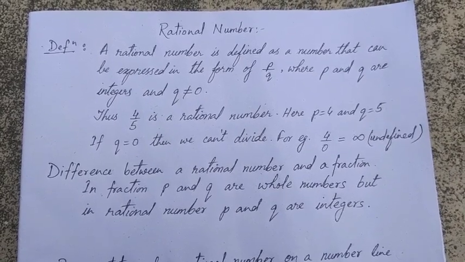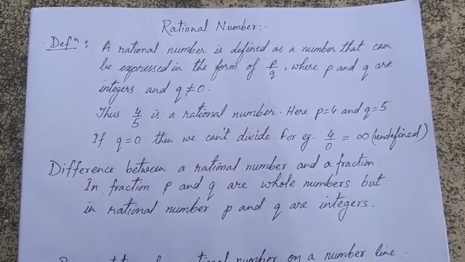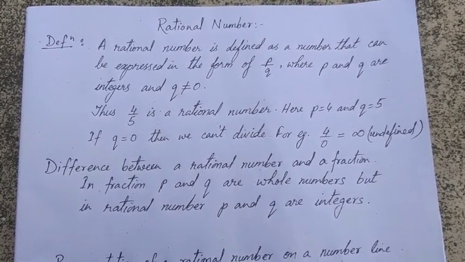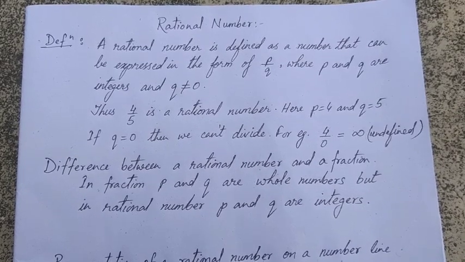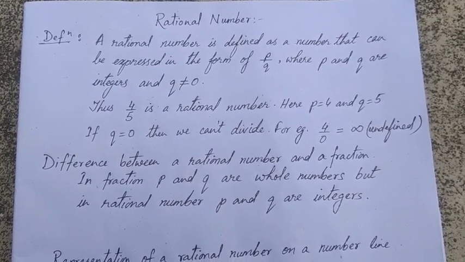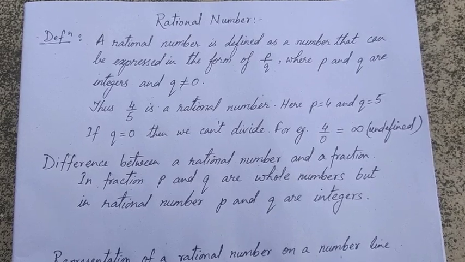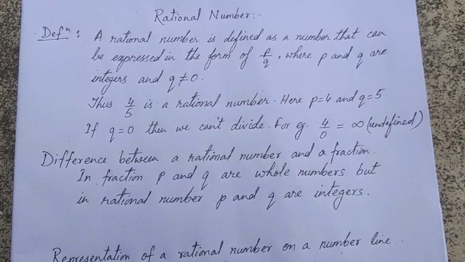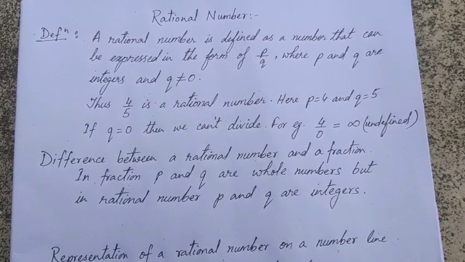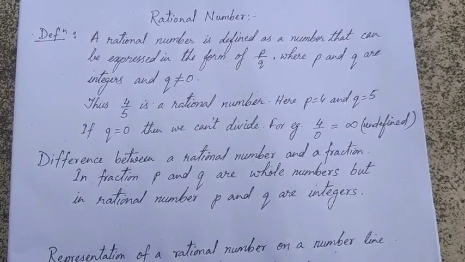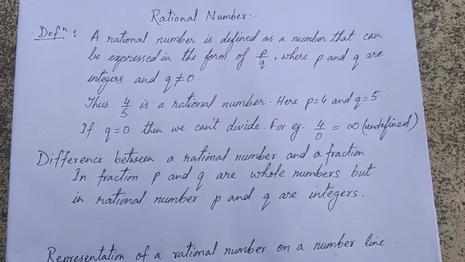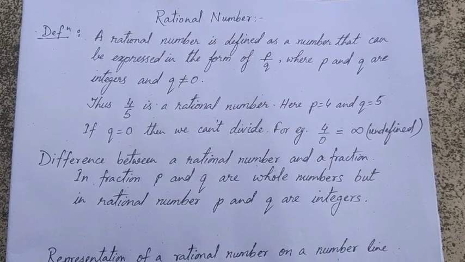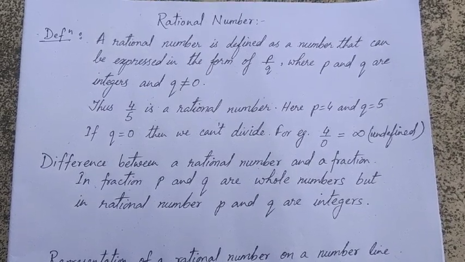For example, if we will take 4 by 0, that is undefined or infinity, we can tell. Few examples of rational numbers we can see, like 4 by 5. It is a rational number where p is equals to 4 and q equals to 5. Now the top portion, that is p, is known as the numerator and the bottom portion is known as the denominator. Now a question might come in your mind that what is the difference between a fraction and a rational number? Both are the same.